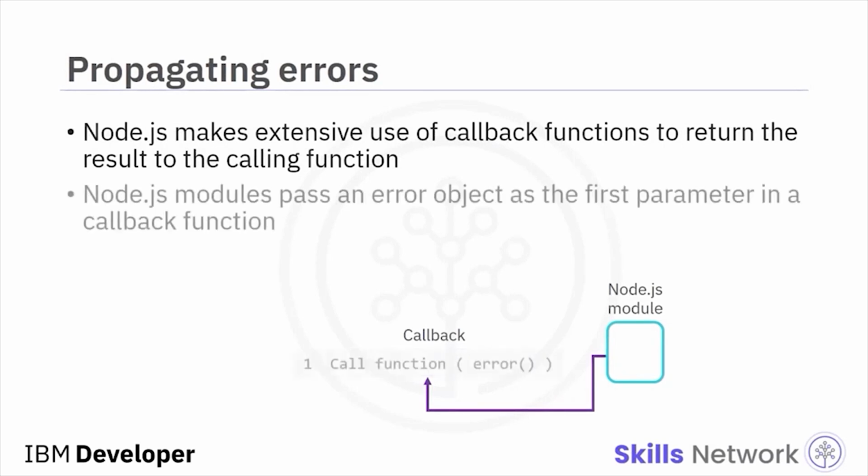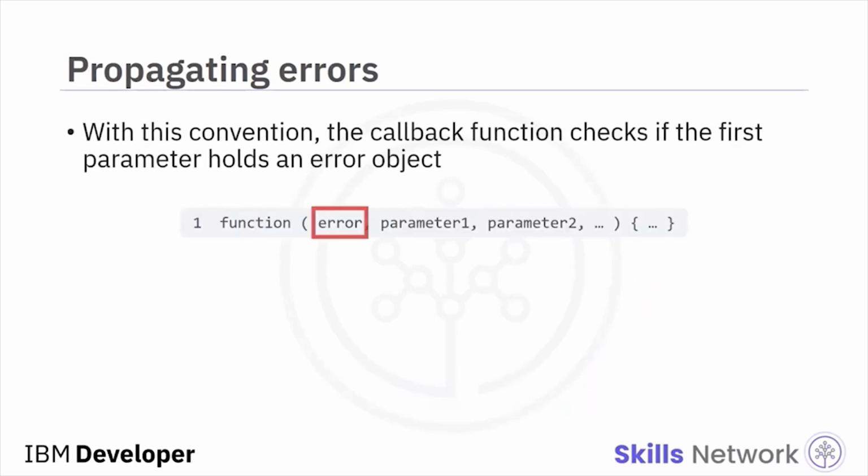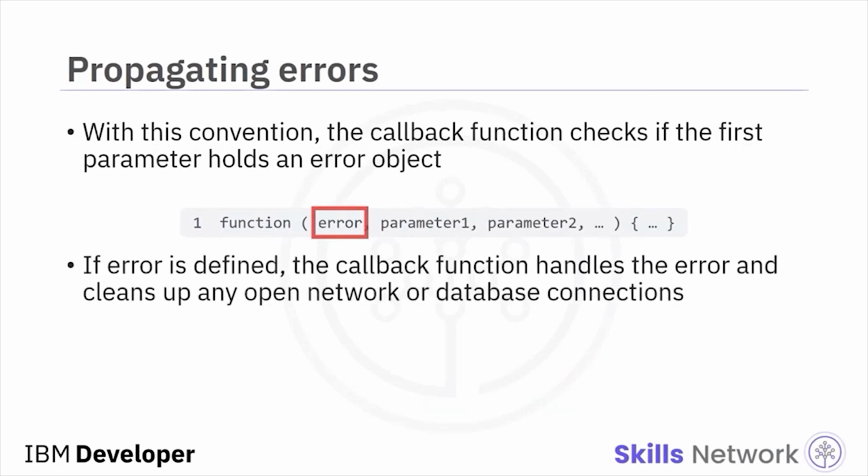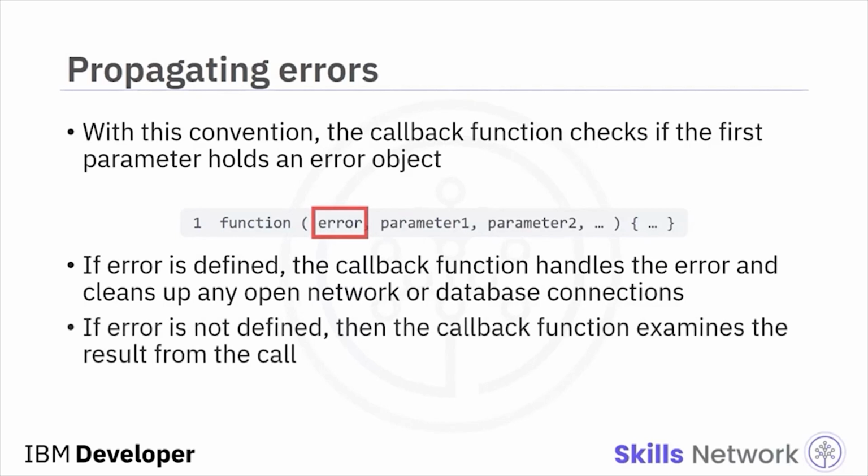function. Node.js modules in the Software Development Kit, or SDK, pass an error object as the first parameter in a callback function. Here, the function is defined with an error as the first parameter. With this convention, the callback function checks if the first parameter holds an error object. If error is defined, the callback function handles the error and cleans up any open network or database connections. If the error is not defined, then the callback function examines the result from the call.